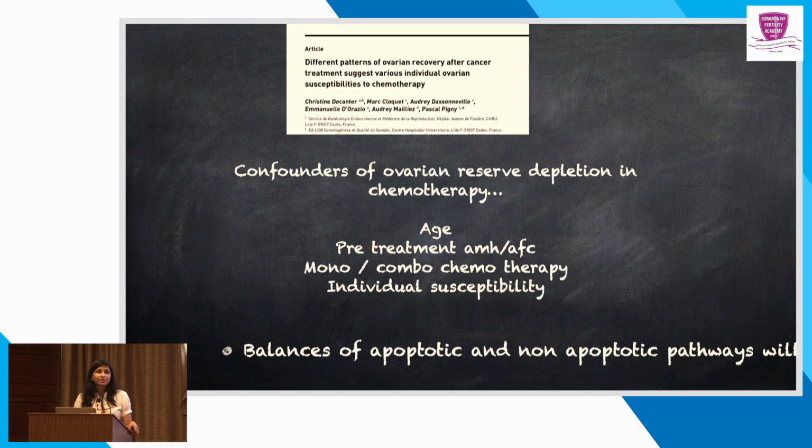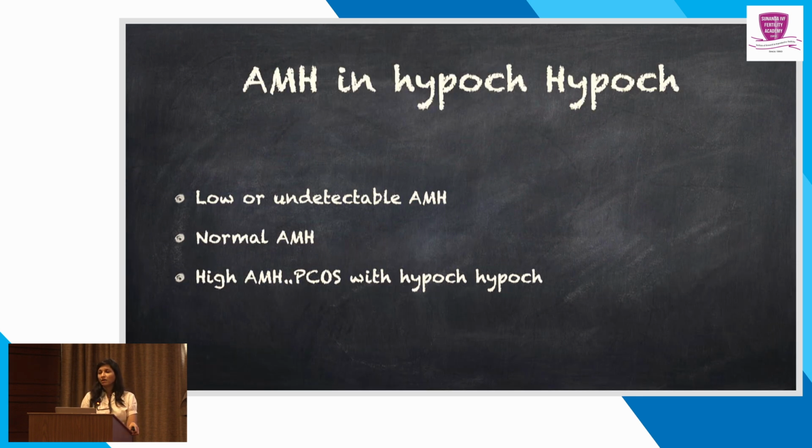And individual susceptibility is very important, because some may have the impact in the first cycle itself, but some may have the impact after 3 to 4 cycles, even with monotherapy. So individual susceptibility is one of the important factors in predicting the decrease in AMH in these oncology patients.